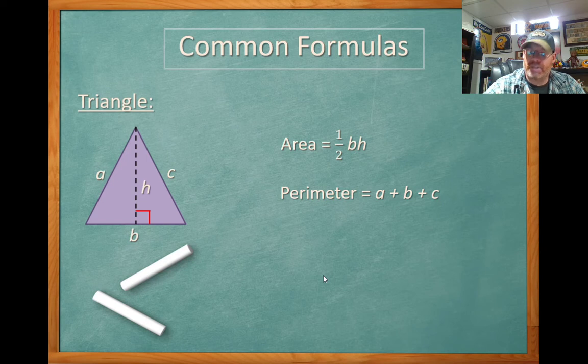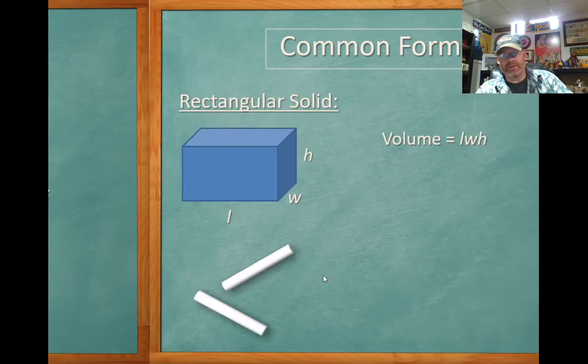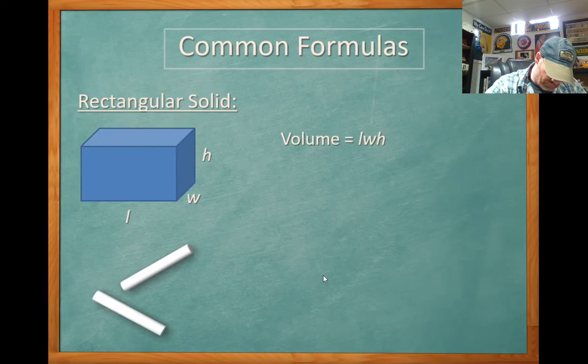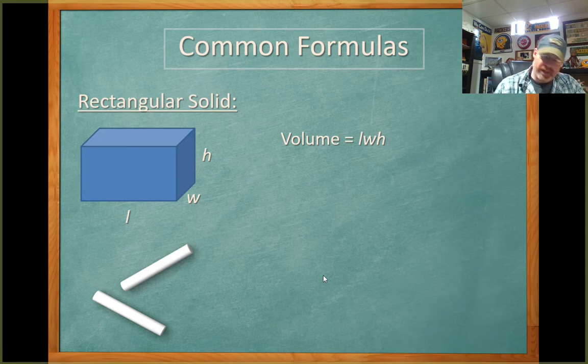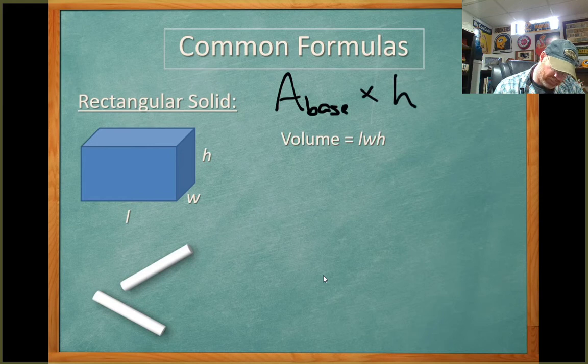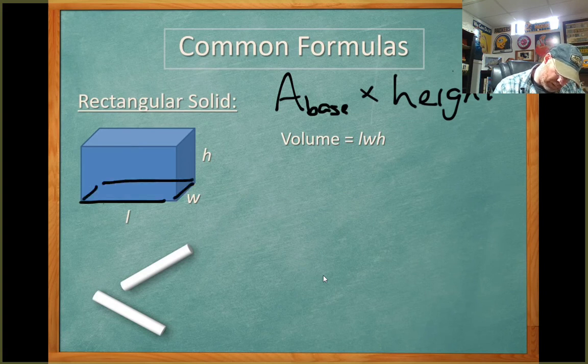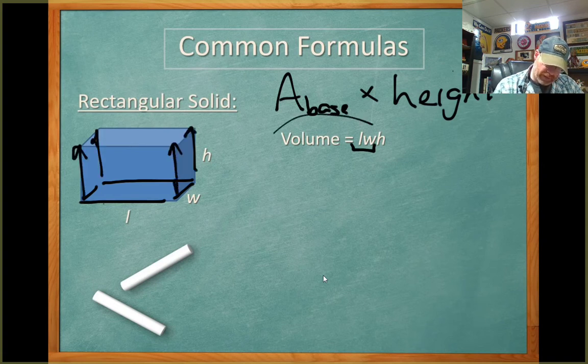Let's talk a little bit about volumes, common volumes. In the case of the first one and the next one, you basically just think of it as the area of the base times the height. Well, the base is a rectangle. What's the area of a rectangle? Length times width. Then just multiply it by the height. Length times width times height.